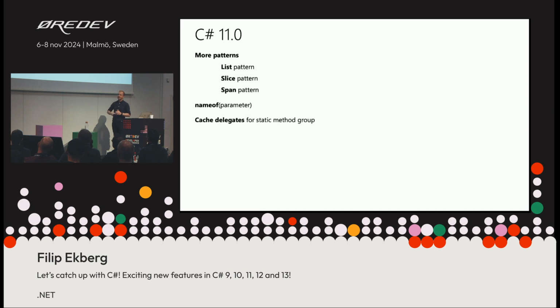There's a nameof parameter. They are now caching delegates for static method groups, which is a performance improvement. If you've ever profiled applications and run into this being a performance problem, it's now fixed. And you get this by simply recompiling the application and using the latest version of .NET. There's also a new thing called a required keyword. So on properties, we can now say that a property on a certain class is required to be specified.